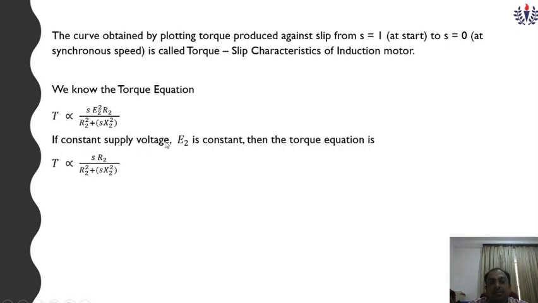If the supply voltage is constant, then E2 is constant, and the torque equation will be s into R2 by R2 square plus (s X2) square. So from this slide, the torque slip characteristics is the curve obtained by plotting the torque produced against the slip from s equal to 1 to s equal to 0. Now by using this equation we are going to find the torque slip characteristics curve.